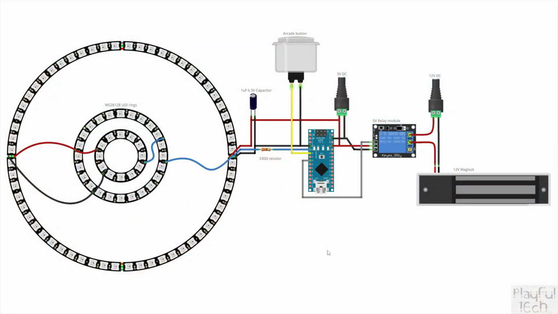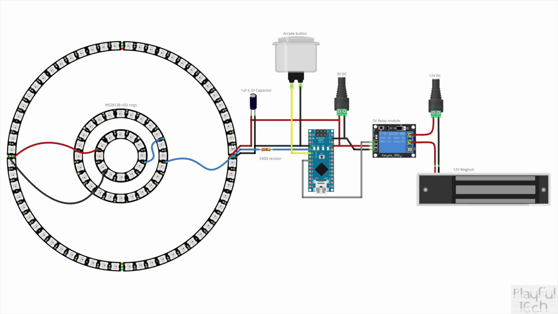And here's an illustration of how those components are wired together using a Fritzing diagram. It's pretty straightforward. I've got my Arduino Nano here. We've got the button wired to pin 3 and ground. I've got the relay module wired to GPIO pin 5, ground and 5 volts. And then here we've got our NeoPixel or WS2812B LED rings.